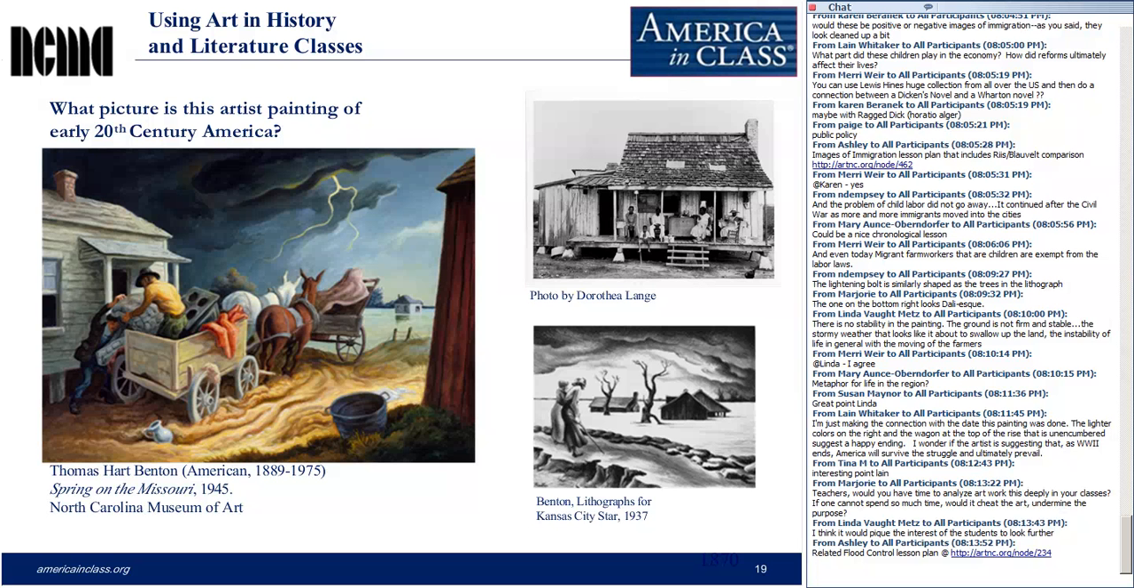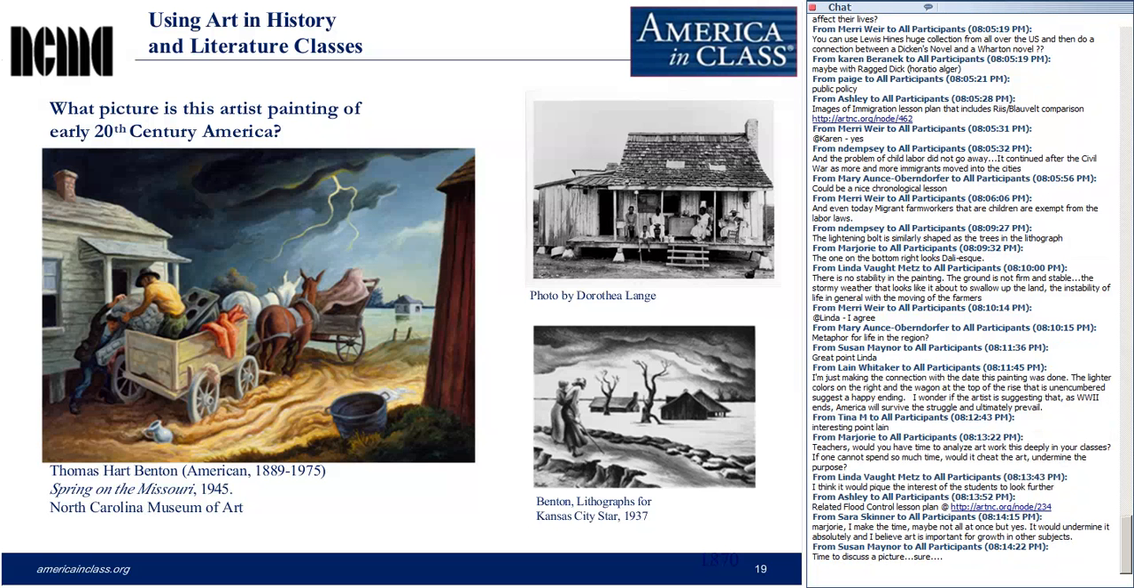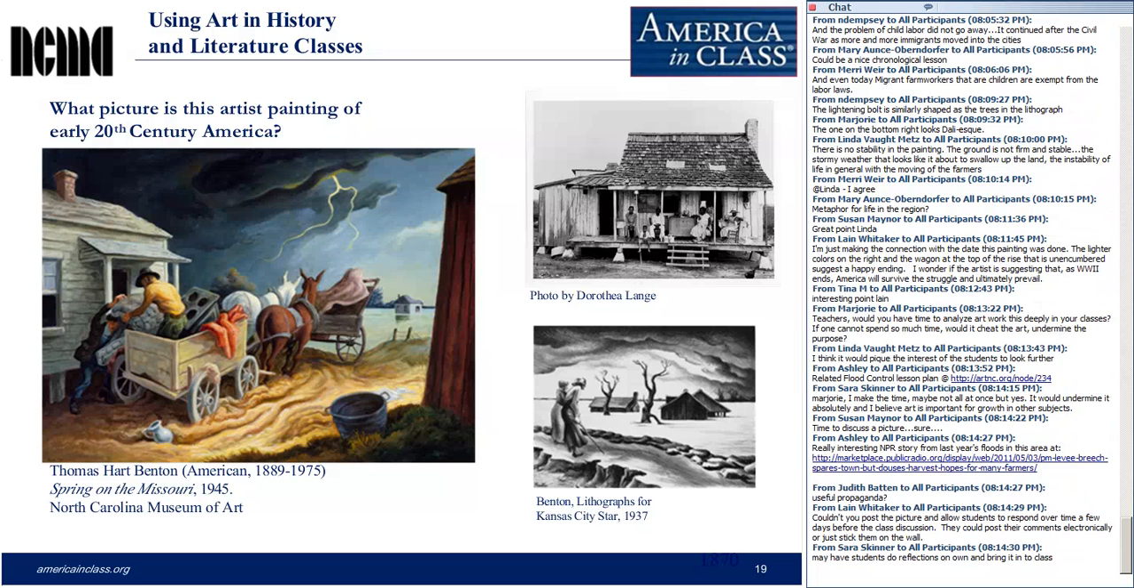And we have a really interesting comment from Linda that could link this to the Great Depression in the classroom. She writes, "There is no stability in the painting. The ground is not firm and stable. Stormy weather looks as if it's about to swallow up the land. The instability of life in general with the moving of the farmers." And so I think there you could, that obviously would connect with the Great Depression.